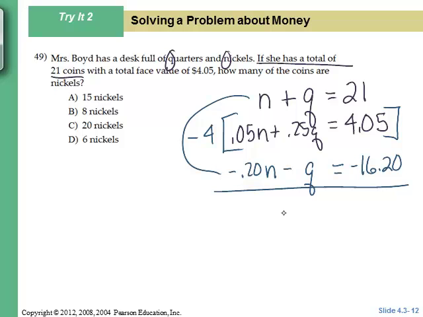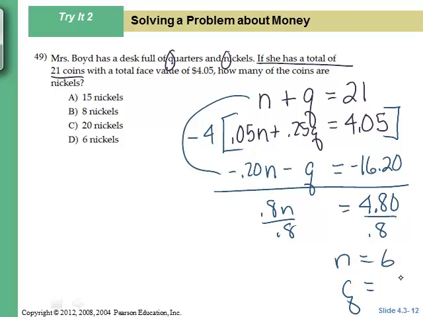Add these two together. N minus 0.2 N is 0.8 N equals 21 minus 16.20 is 4.80. Divide both sides by 0.8. And we get the number of nickels is 6. So the number of quarters is 15, because they have to add up to 21. So she has 6 nickels. Next one.